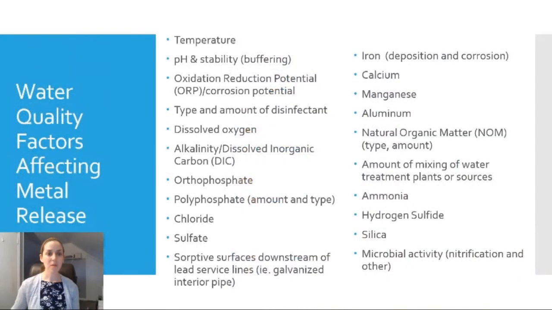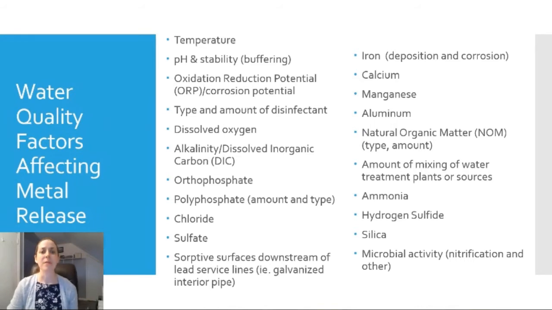So if we move on to the various water quality factors that affect metal release, there are a lot of them. So it's a really good idea to characterize your drinking water and to really know what your background water quality is. So in a private water system, some of the more important water quality factors that are going to affect metal release are the pH, particularly if you have a low pH system, that's going to be more corrosive.